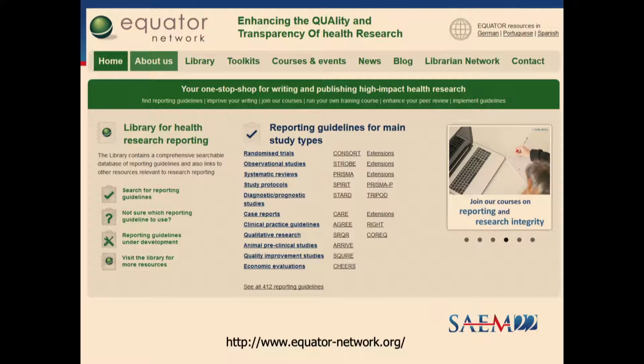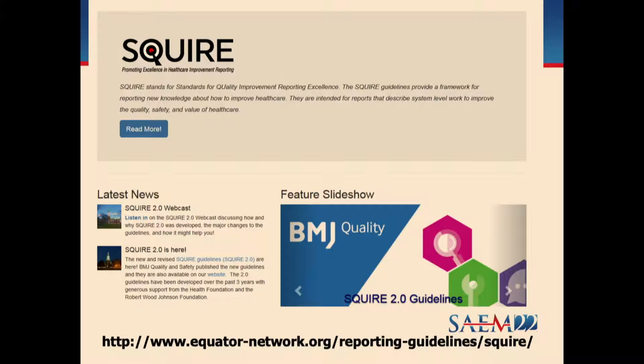So I next turned to the Equator Network, which for those that don't know, it's a warehouse of all the different reporting standards. If you're doing a randomized control trial, it's the CONSORT criteria. There's about 12 different variants of that now. If you're doing a diagnostic study, it's the STARD criteria. There were none for implementation science. They did not exist yet. There was the SQUIRE criteria, the quality improvement criteria, and we felt that that was a close parallel to what we were trying to do.